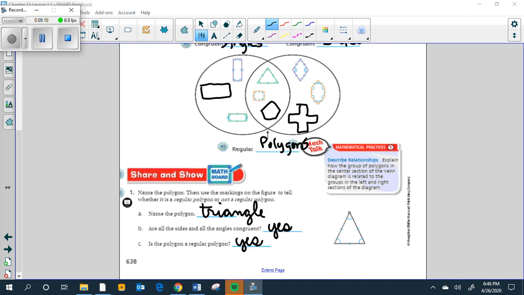All right, if we take a look at this shape, we see that it has 3 sides, 3 angles, and 3 vertices. So that would make it a triangle. Are all the sides and all the angles congruent? Well, if we take a look, this side is the same as this one, is the same as this one. Yes, the sides are the same. If we look at the angle marks, those are also the same. So yes, since it has the same or congruent sides and congruent angles, that does make it a regular polygon.